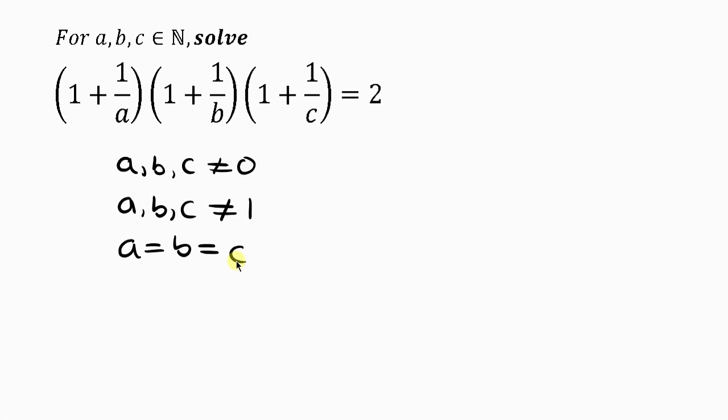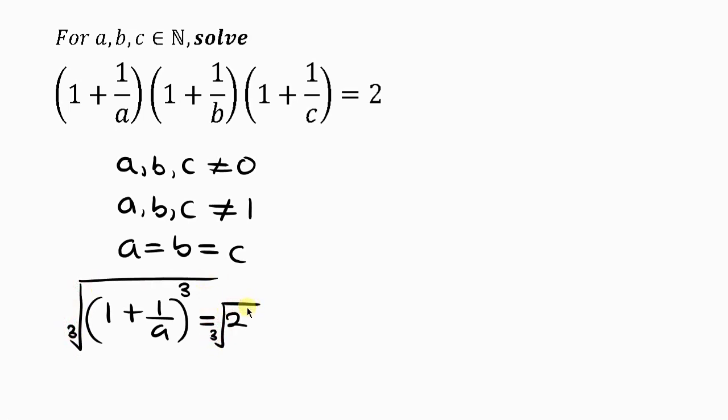So if a, b, and c are equal, let's say b is also a and c is also a. If they multiply, I'm going to have the same expression, which is (1 + 1/a) three times, and this is equal to 2. So let's get rid of the cube by taking the cube roots of both sides. The cube root can cancel off the cube, leaving behind 1 + 1/a equal to the cube root of 2.